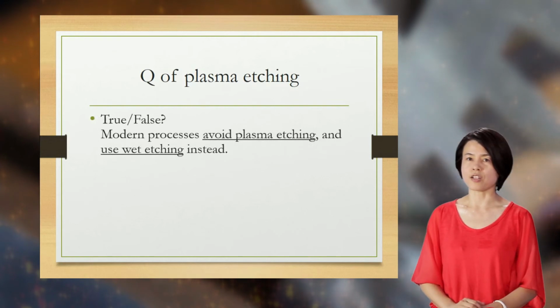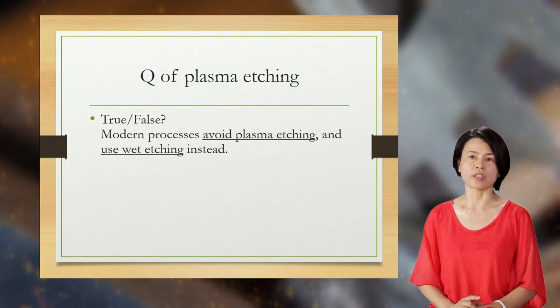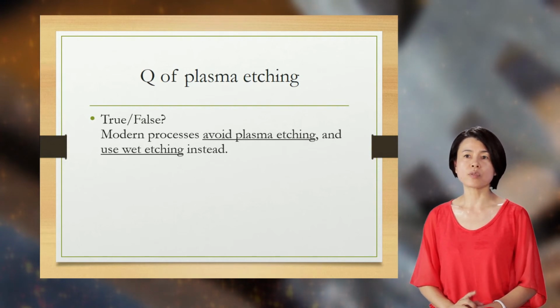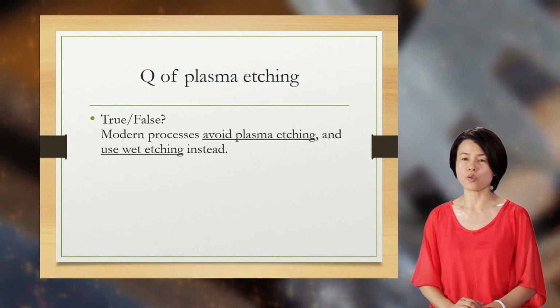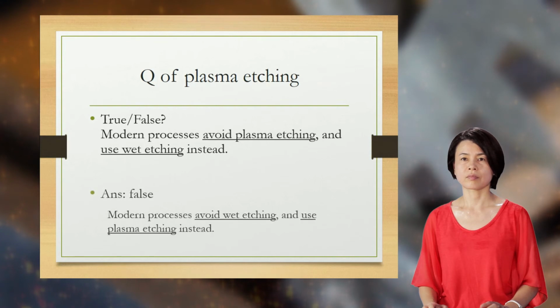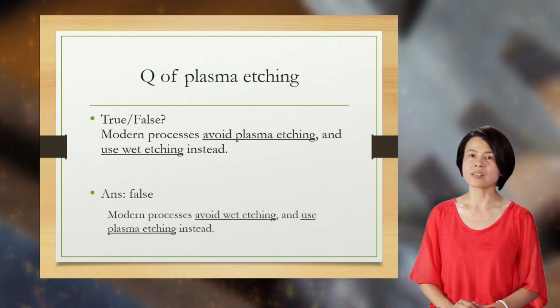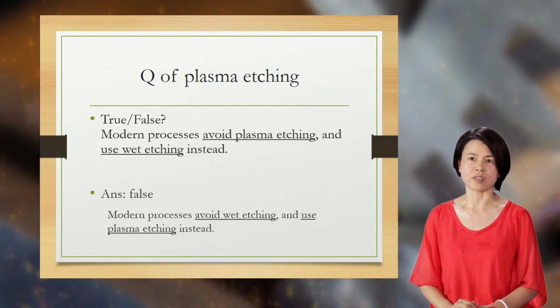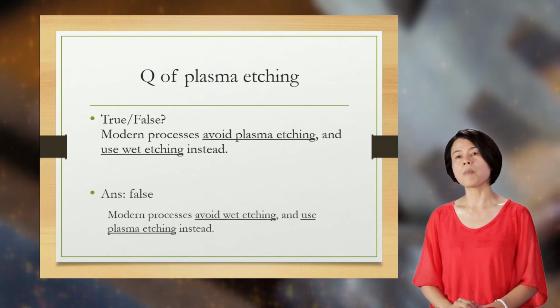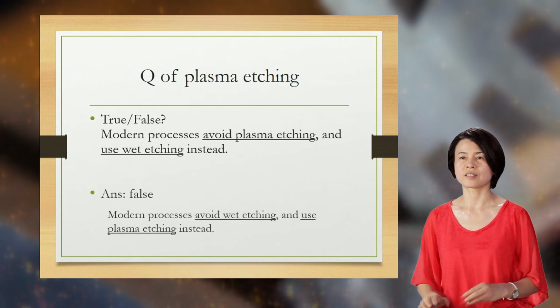Question of plasma etching. Modern processes avoid plasma etching and use wet etching instead. True or false? Alright, the answer is false. Modern processes avoid wet etching and use plasma etching instead. So it is more popular to apply plasma etching in modern processes.